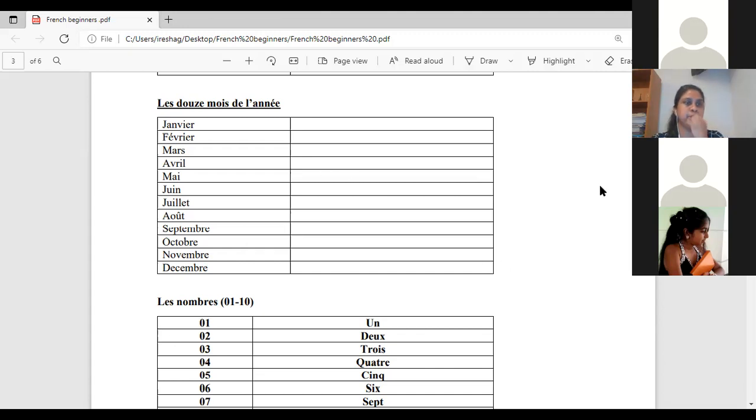Come voluntarily. Yes, Tilotma. Janvier, février, mars, avril, mai, juin, juillet, août, septembre, octobre, novembre, décembre. That is September, October, November, December. Very good. The next person?